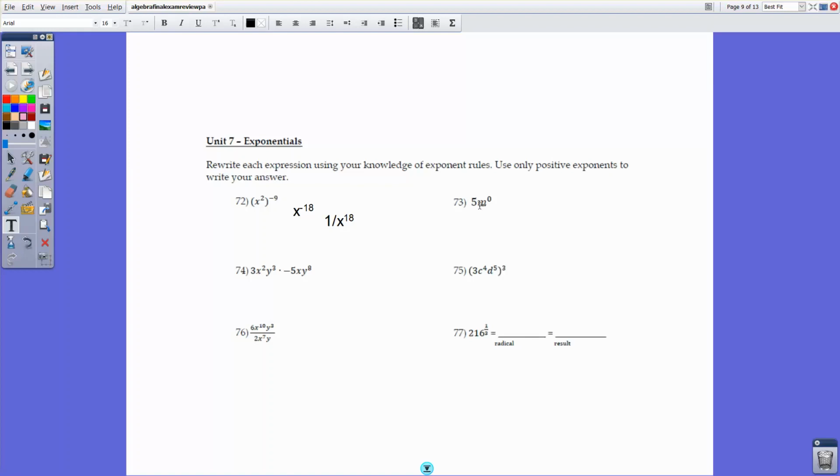For 73, this is m to the 0th. Well, that m to the 0th equals 1. So 1 times 5, this would equal just 5.